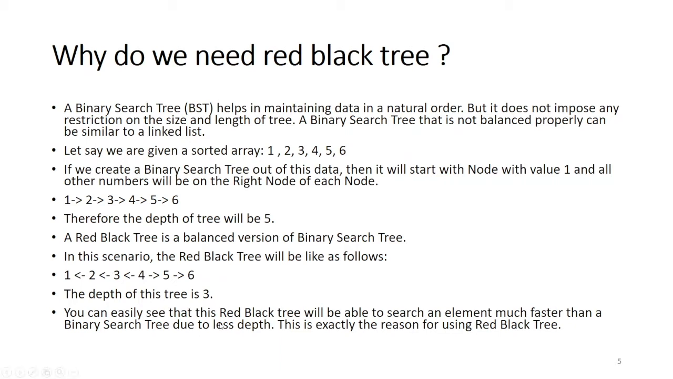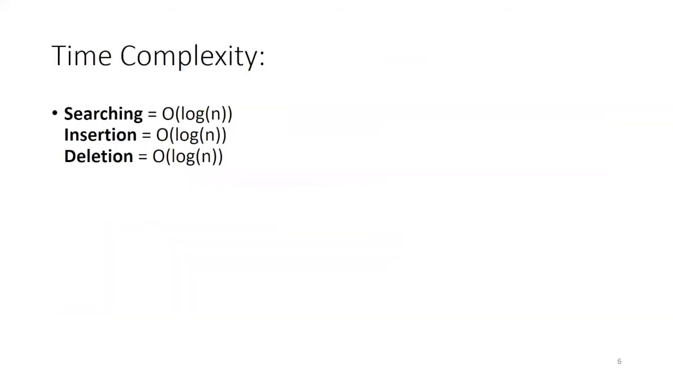But in a red black tree, since it is balanced, the tree will look like this: 1, 2, 3, 4, 5, 6. Here 4 is the root node, and 1 is a leaf, and 6 is a leaf. As a result, the depth of this tree is 3. So from this, we can conclude that a red black tree is an advanced binary search tree. Now, what will be the time complexity? The time complexity will be log n in everything: searching, insertion, deletion.